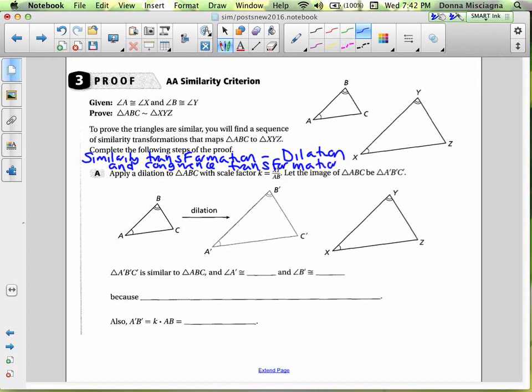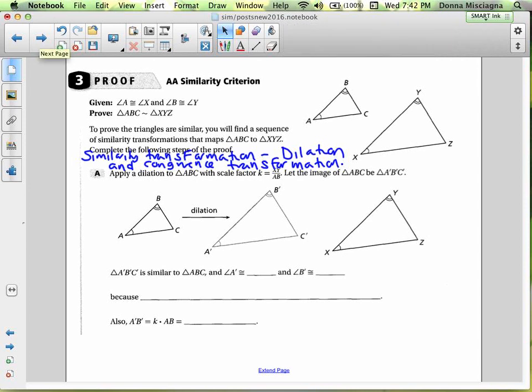And a congruence transformation, of course, is a translation, a reflection, or a rotation. Those are transformations that don't change the size of an object. All right, so we want to apply a dilation to triangle ABC with scale factor k equals XY over AB.